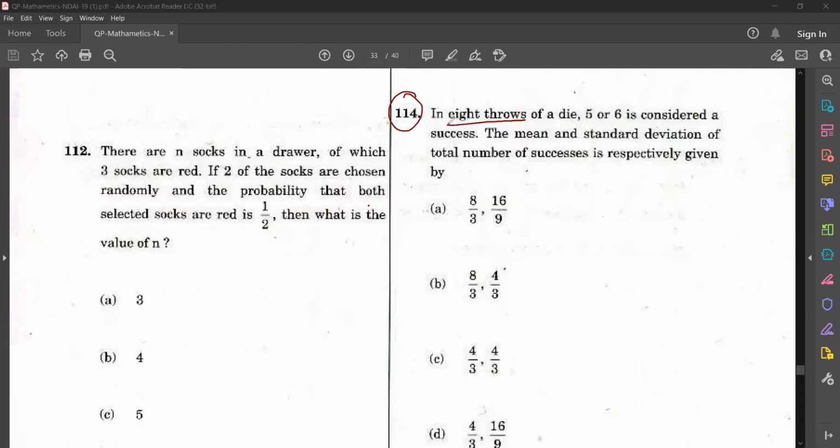In 8 throws of a die, 5 or 6 is considered a success. The mean and standard deviation of the total number of successes is respectively given by. So they have given the options. Just go through the question, try to answer. Once you get the answer, comment it. I'll give you 1 minute for doing this. Think and do.